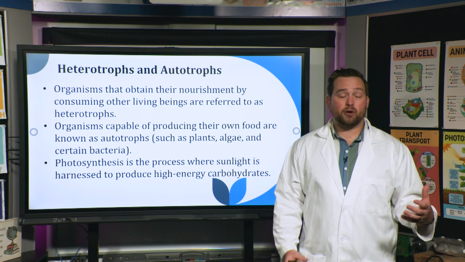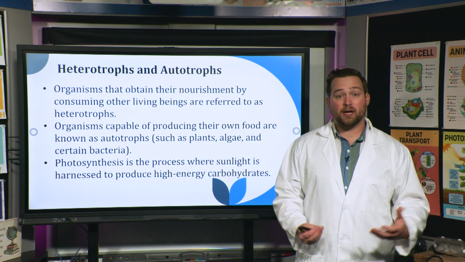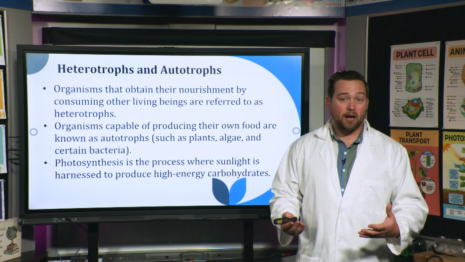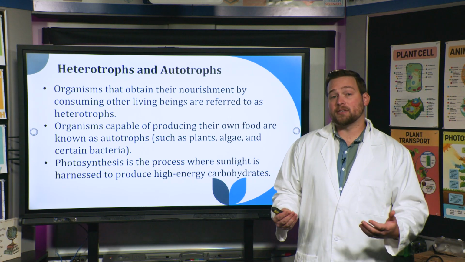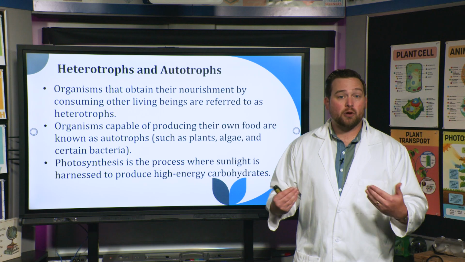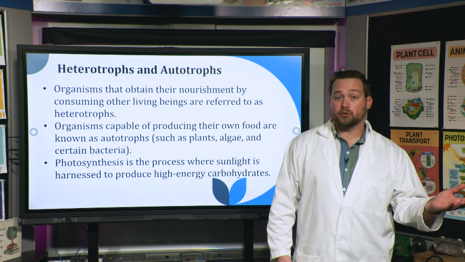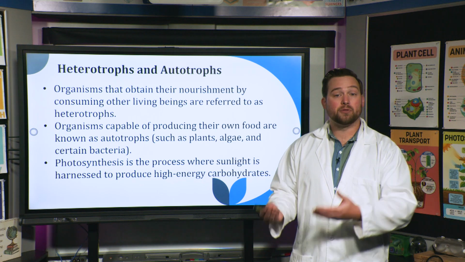Hetero, as in heterotroph, means different, so they have to get their food from somewhere other than themselves. And then auto, think of an automatic car. An automatic car is a car that shifts gears for you. In the same way, autotrophs don't have to eat food, they make their own food. So auto means self. Heterotrophs have to eat a different organism to get energy. Autotrophs make the food themselves.